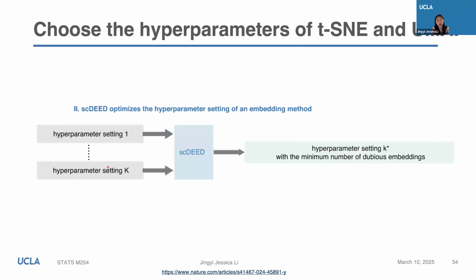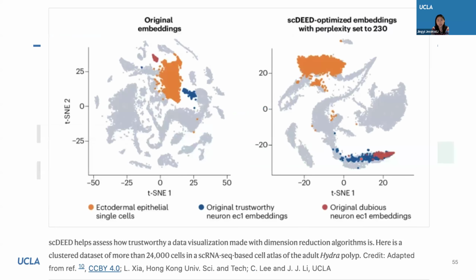And if we have multiple hyperparameter settings, we can run our method to detect dubious embeddings and then find the setting whose dubious embeddings are minimized. So this is one figure from our paper, which shows the original t-SNE visualization where we have these 3 clusters in this relationship, and they are labeled in different ways, like ectodermal epithelial single cells. And this blue is the so-called neuron EC1 embeddings, and this is also neuron EC1 embeddings. Basically, they receive the same label, but they are separate in the visualization.